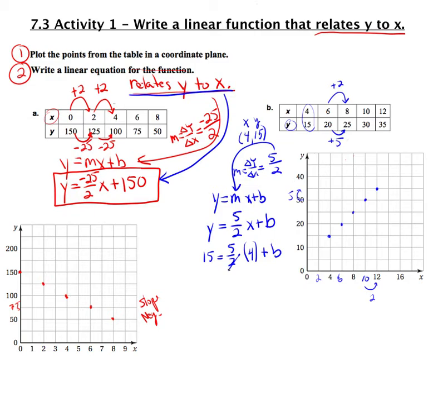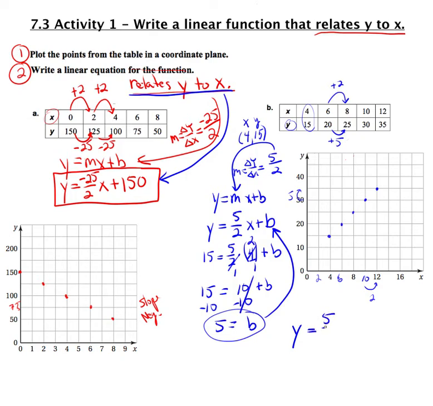So I'll simplify before multiplying. 2 goes into 2 once, 2 goes into 4 twice. I have 1's in the denominator, so that would be a denominator of 1. And we have 10. Bring down my plus b, bring down my equals 15. I'll subtract 10 from both sides to get b by itself. So b equals 5, which is my y-intercept. And I'll bring that back up to my equation and rewrite my equation. y equals 5/2 x plus 5.